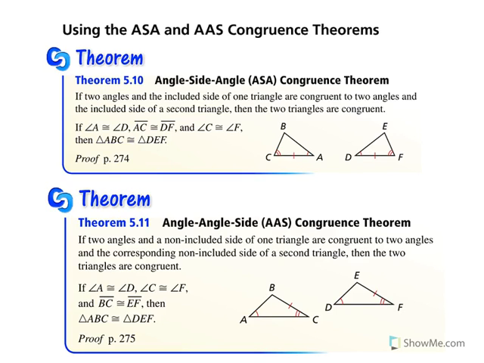And then we have angle, angle, side. So we have two angles and we have the non-included side in this case. Basically, these are the same theorem. They both have two angles, but this one just tells us that as long as we know two angles and we know the other side, it doesn't matter if the side is included or not included, we can know that those triangles are congruent.